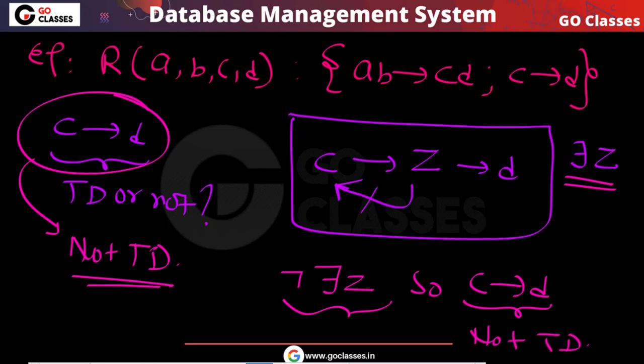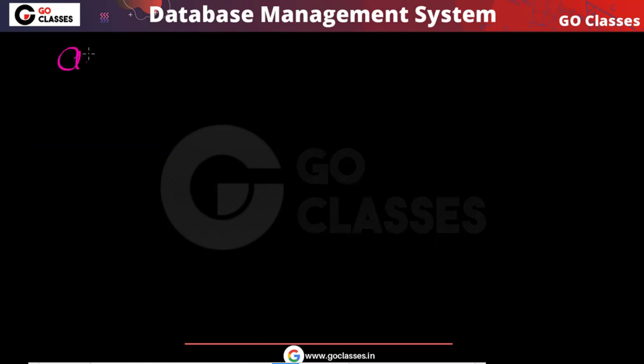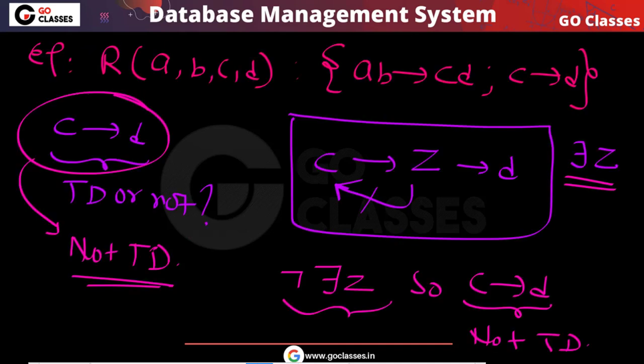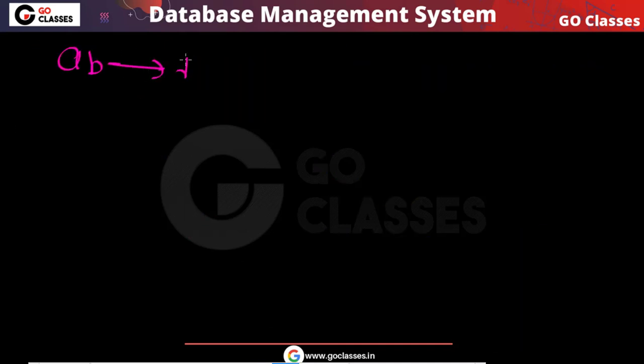Now let us take another one and see whether this is a transitive dependency or not. AB determines D. Is this a transitive dependency or not? Let's check. What we need to do is again the same concept.